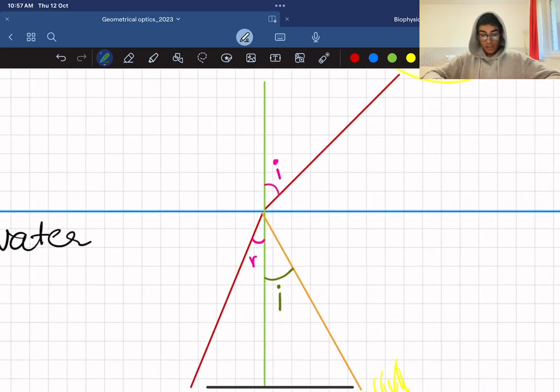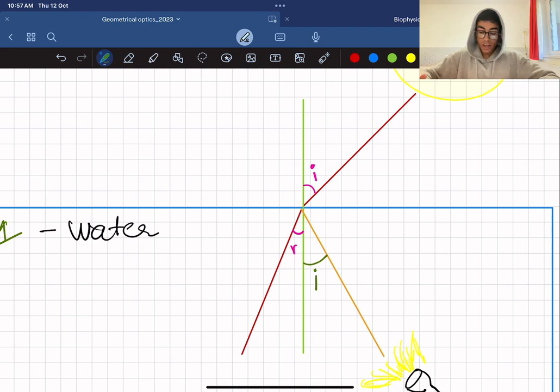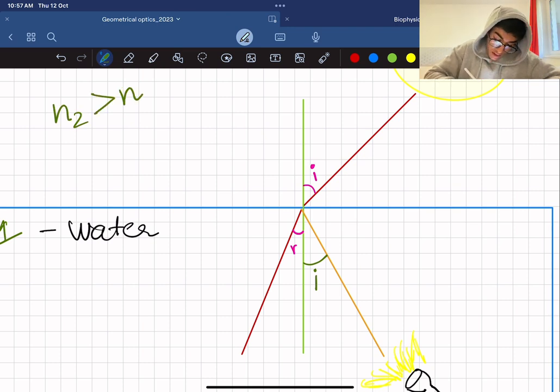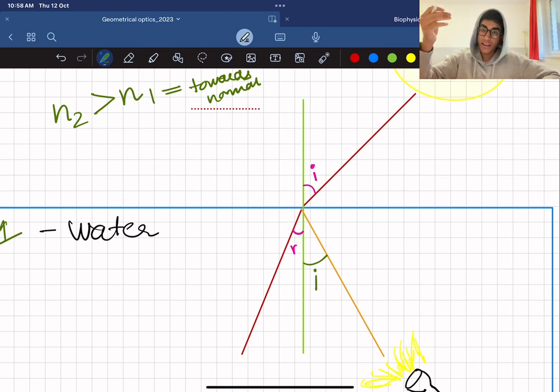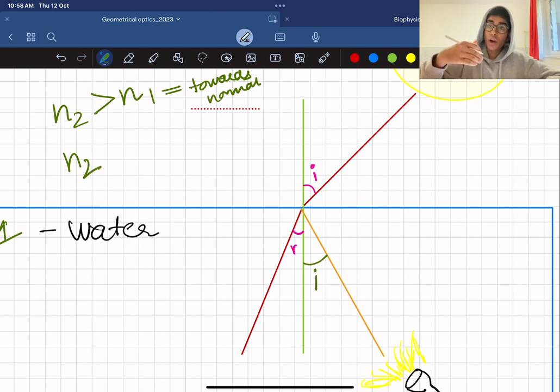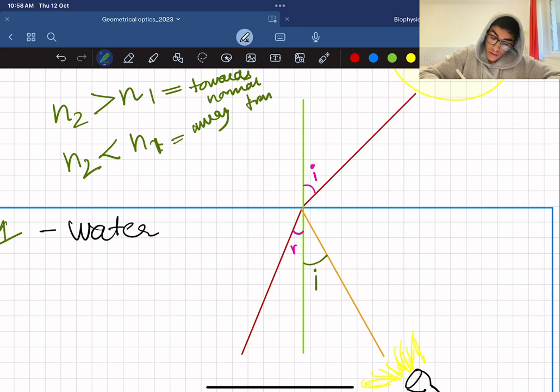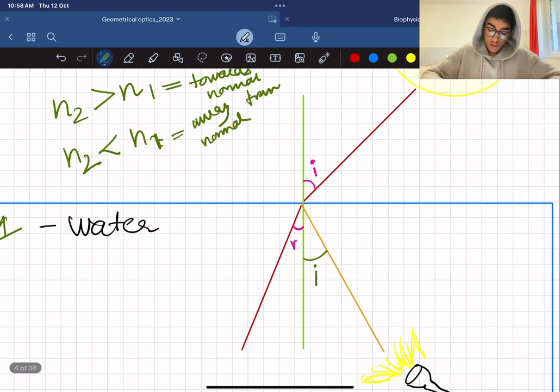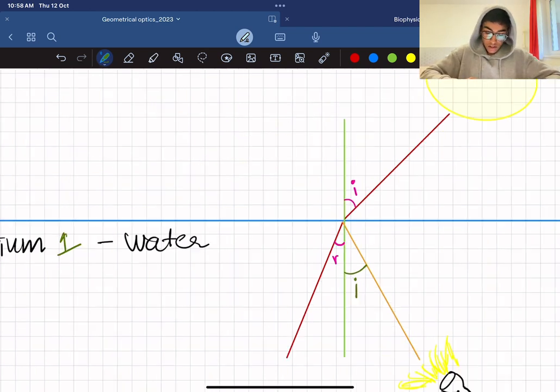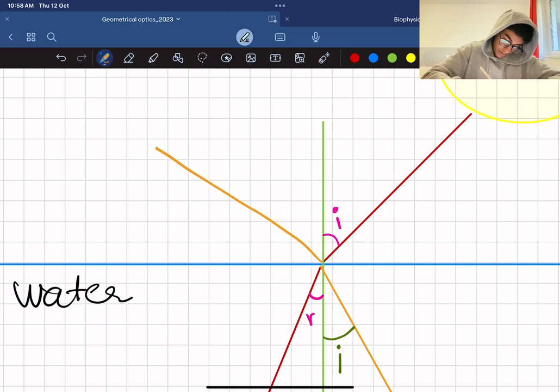So now, where do you think it is going to bend? If N2 is greater than N1, then it bends towards the normal. But since air's refractive index is lower, it's less dense, lower than N1, then it's going to bend away from the normal. So let's draw it out. The ray is going to look something like this. That isn't the perfect ray.